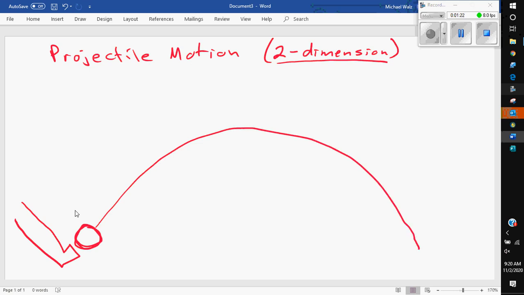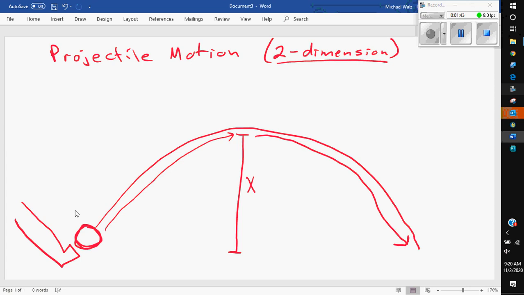And we tried to figure out how high this thing would go, right? When we did that, we used half the time, because we knew it took half the time of the kick to get to the top, then half the time of the kick to get to the bottom. So we're gonna work with that again.